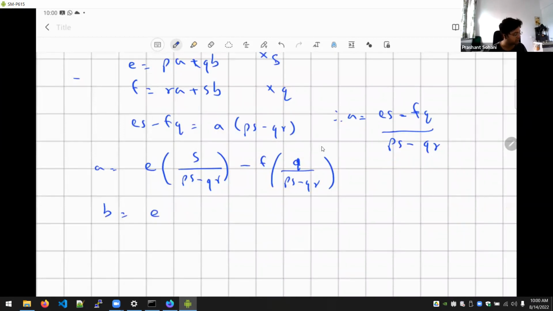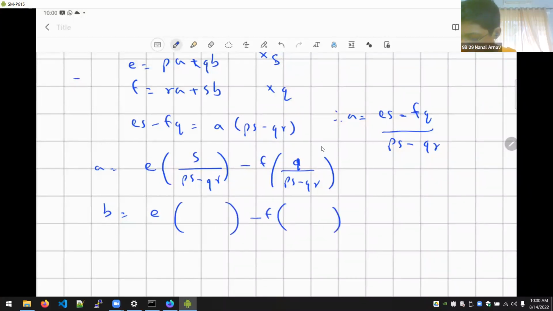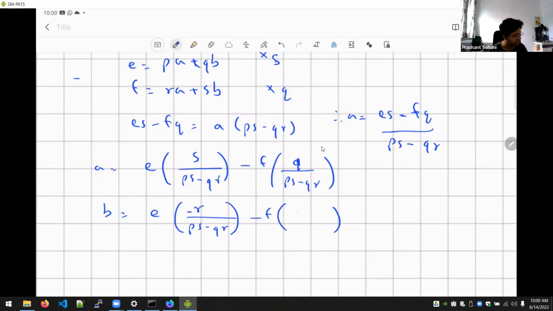So what will B be equal to? Something E minus something F, right? PF minus ER upon PS minus QR. So P times F by PS minus QR minus E times R by PS minus QR. No, sir, opposite. Minus plus is opposite. Oh, so this will be minus R here, and plus F. Yes, sir. Okay, fine. Yeah, actually, let's put the plus sign here.